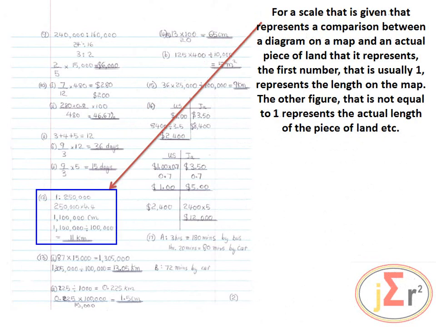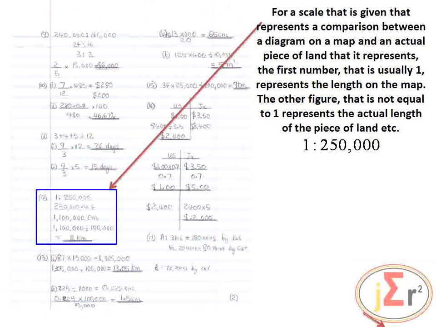For a scale that represents a comparison between a diagram on a map and an actual piece of land, the first number, that is usually 1, represents the length on the map. The other figure that is not equal to 1 represents the actual length of the piece of land. So there we have a scale for a map.